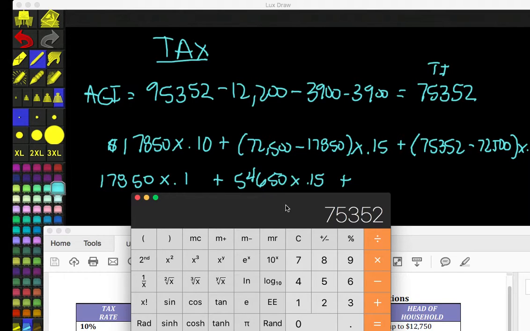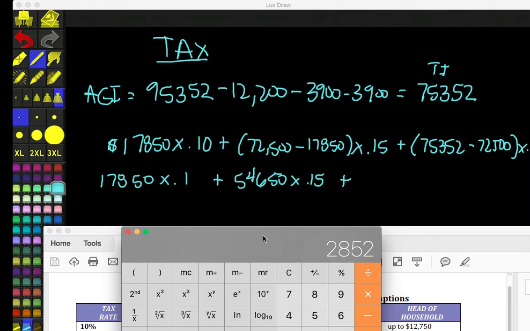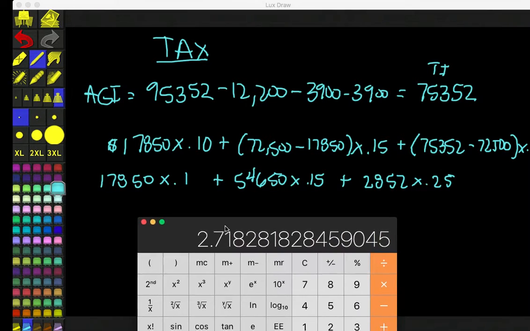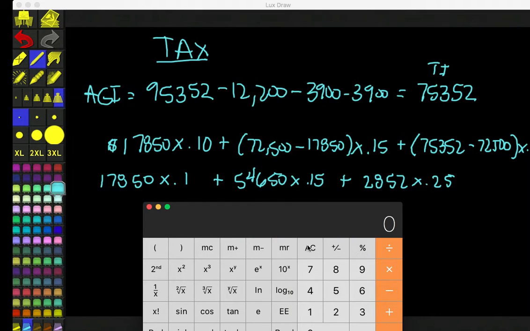75,352 minus 72,500. I get 2,852. So not very much of my income is being taxed at that upper level, which is great. 2,852 times 0.25. All right. Now I'm just going to do the math. Get out my calculator, and I go 178. Oh, sorry.